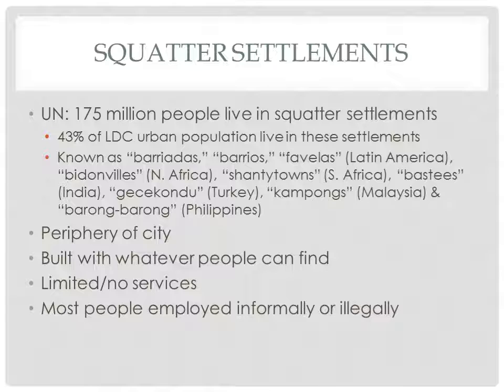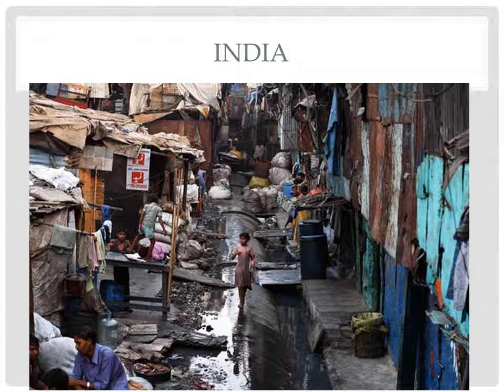Now, I think that for this topic, it can be more compelling to show you the squatter settlements rather than just talk about them. So let's take a look. So this is a squatter settlement in India, and you can clearly see that this was an area that was not planned, that just kind of popped up. There's a large pipe running down the middle that the child is walking on. And you can see it's built with whatever people can find.